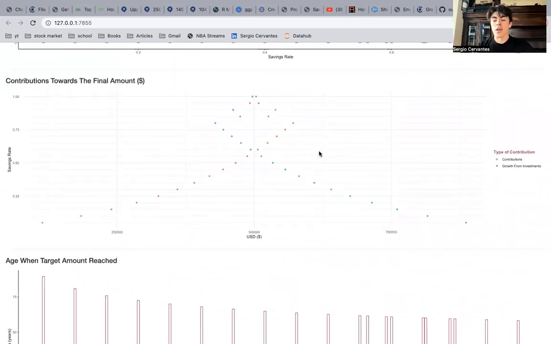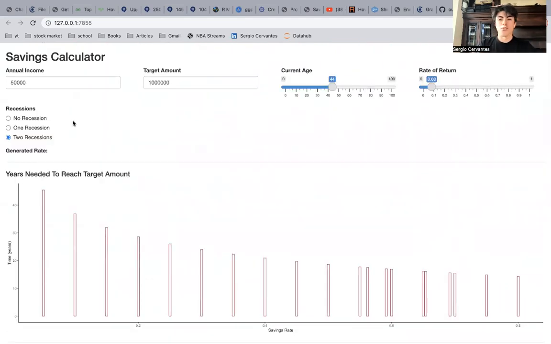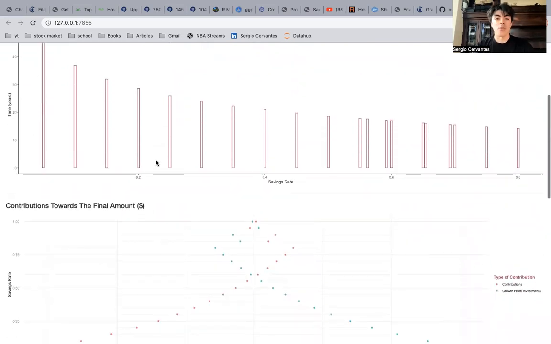And so there you have it. I would not use this tool, obviously, because the recession tool is very arbitrary. You just divide the savings rate at a random point by 1.3. However, I do feel it's a little nifty to understand the dynamics of the savings rate, contributions, annual income, and growth in investments.